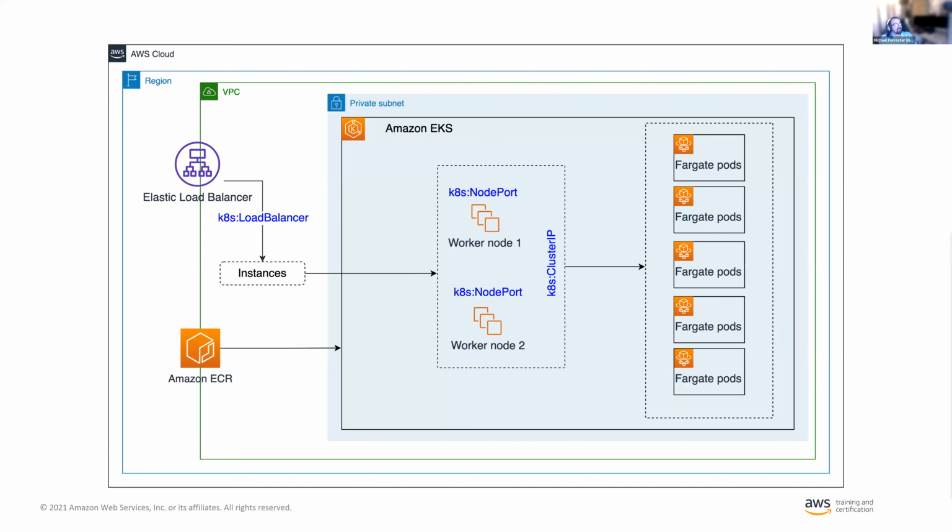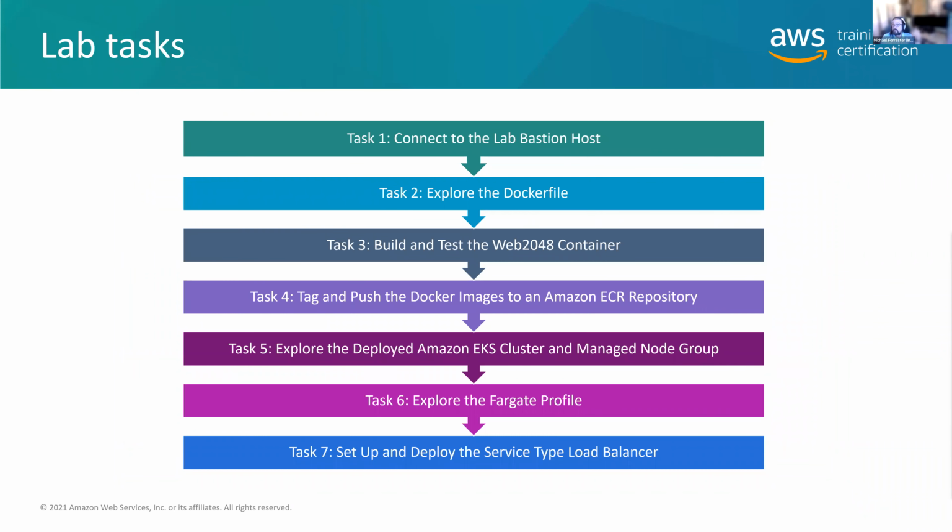Okay, so in this particular instance, it's going to stand up Kubernetes clusters for us. You're going to connect to the Bastion host. You're going to create your own Docker image, so you're actually going to explore the Dockerfile. You're going to build your own container, so it's going to build your own container image, which is going to be fun.